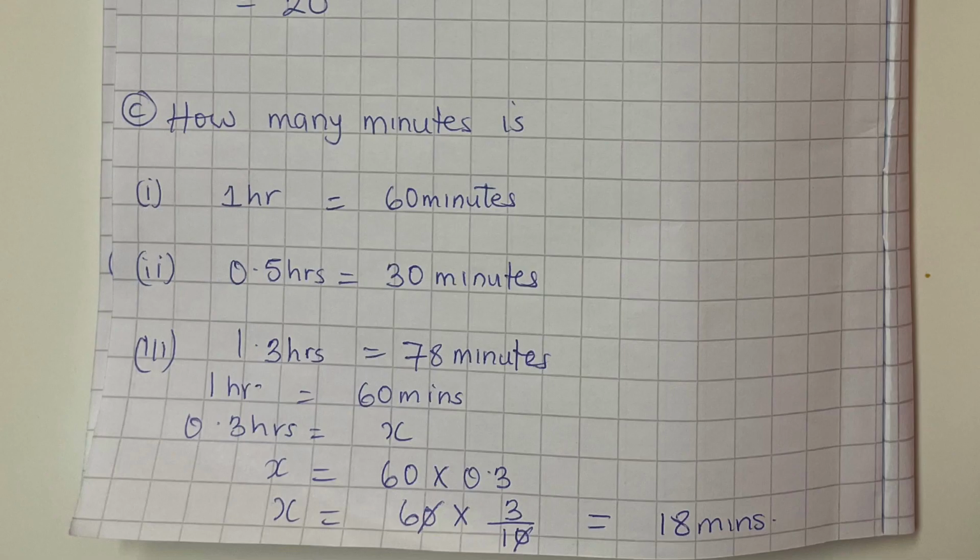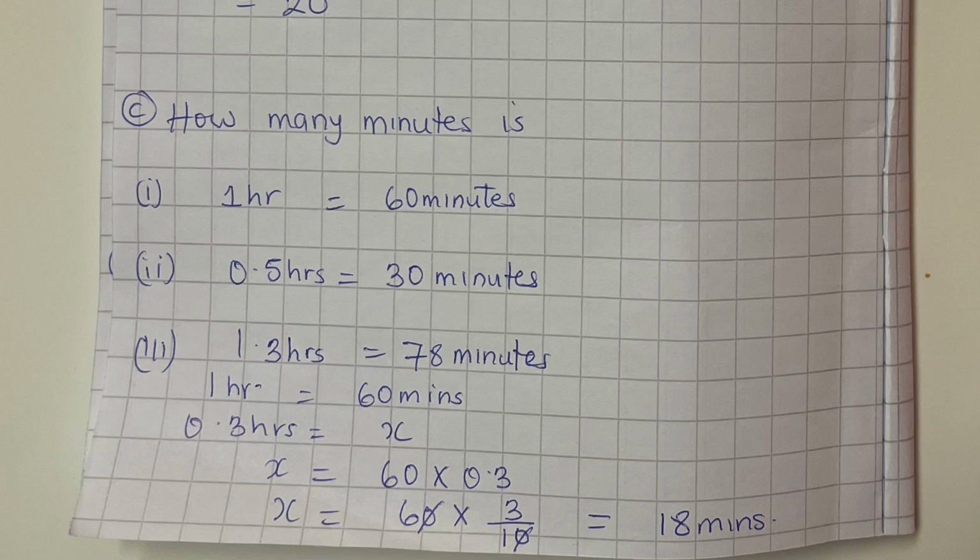And guys, let's move to the next question. This question is basically conversion from hours to minutes, and from minutes to seconds in some cases. So I showed some examples and how to solve them. As you can see in the first part, 1 hour is the same thing as 60 minutes. 0.5 hours, basically half an hour, is equal to 30 minutes. And the third example shows 1.3 hours equals 78 minutes, but I'll show you how to solve that.